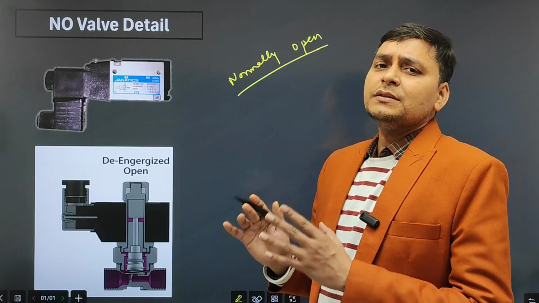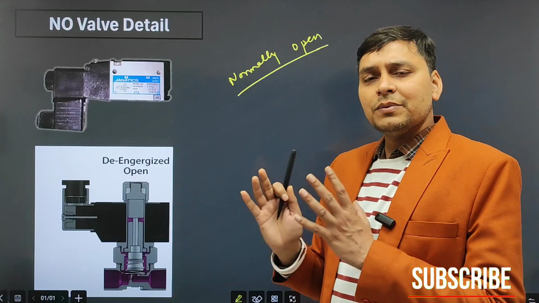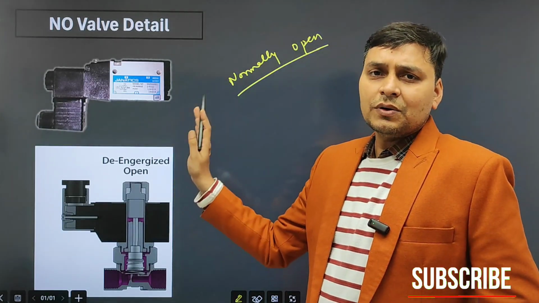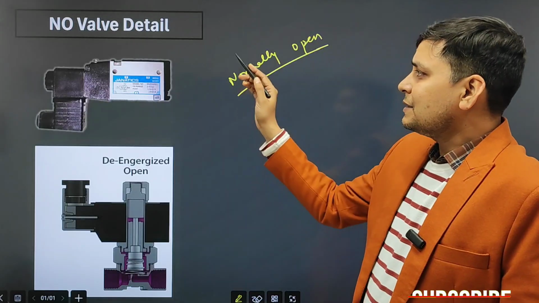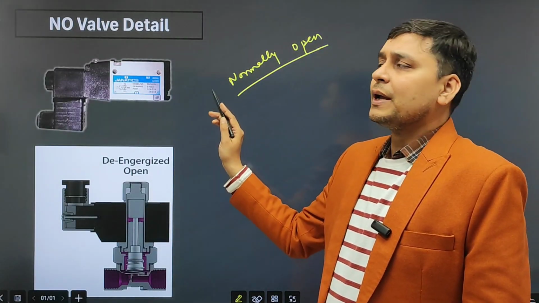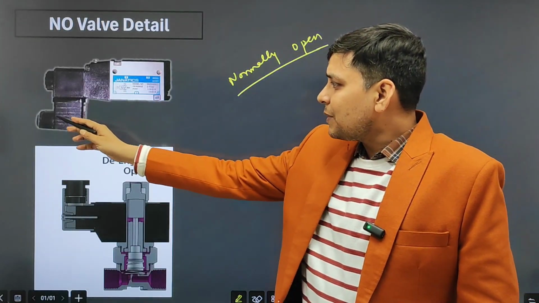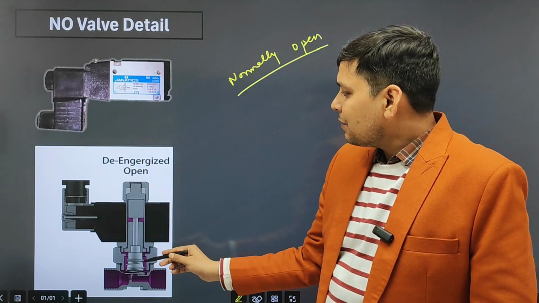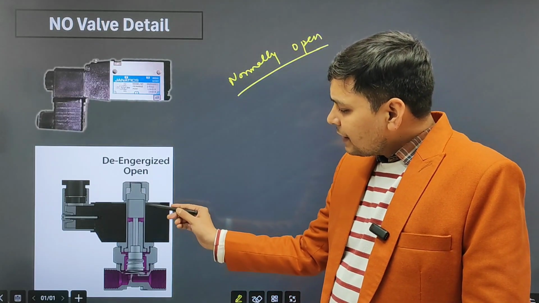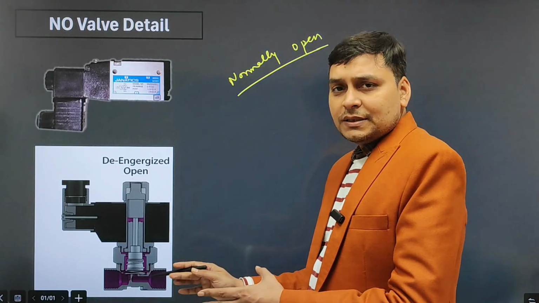Basically, a solenoid valve has two states. The first one is the de-energized state and the second one is the energized state. In the de-energized state, the supply is not given to the coil and this is the normal position of the valve. So, when the supply is not given to the coil, the valve remains in open position. Here you can see the plunger remains in upward direction and the valve opens and the flow of fluid passes through it.